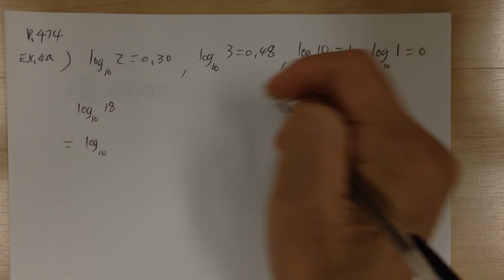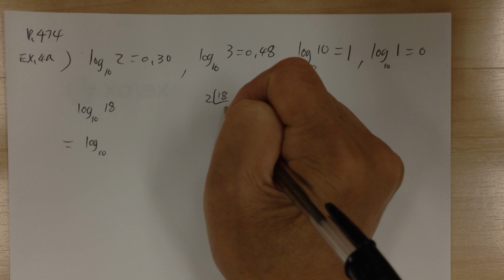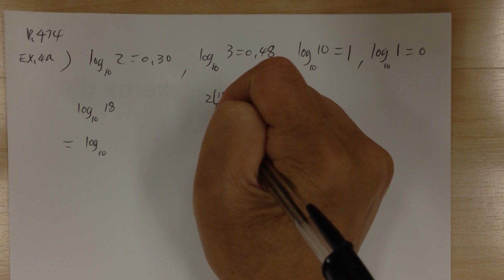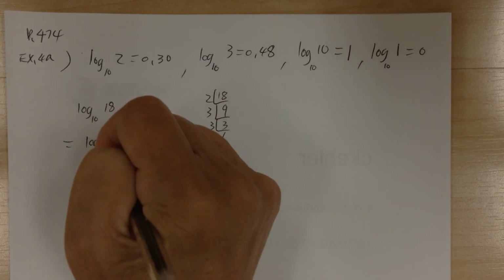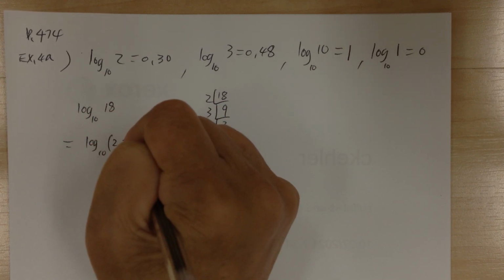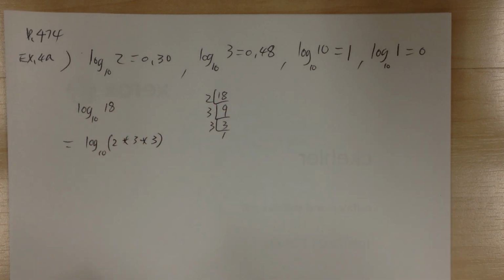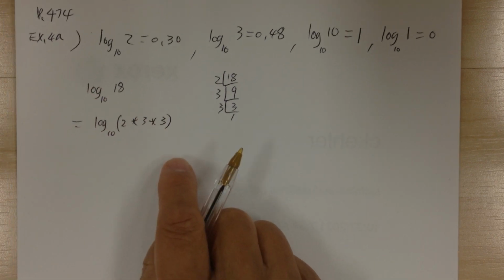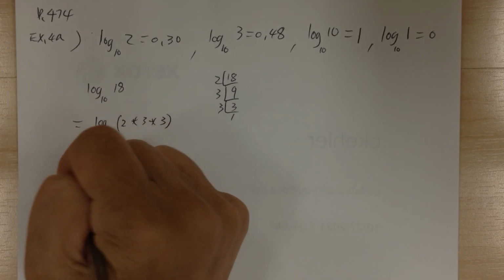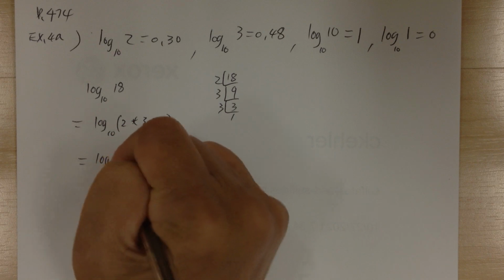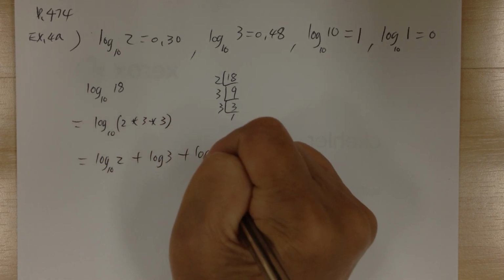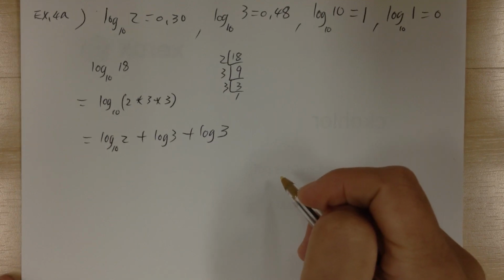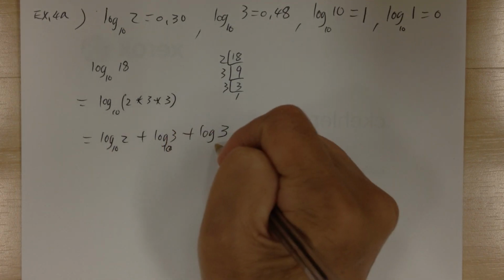So 18, if you break it down, you get 2. Divide by 2, you get 2. Divide by 3, you get 3. Divide by 3, you get 1. So this is equal to 2 times 3 times 3. Okay, so you can break down the number, and then you apply your first law. So this becomes log 2 plus log of 3 plus log of 3. Okay? And all these are base 10.